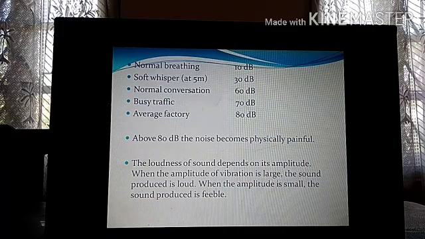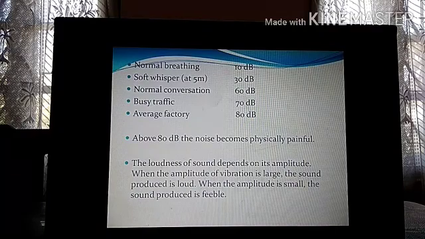Busy traffic. In busy traffic, it is very irritating sometimes, isn't it? Because you have so many sounds like car horns, truck horns, they are big horns, then bikes will produce sound that way. So busy traffic will be 70 decibel, and average factory. In the factory also lots of machines are operating. So when you go inside the factory, it is very, very noisy. It's very difficult to go inside the factory and stand there for a long time, because it is 80 decibel.